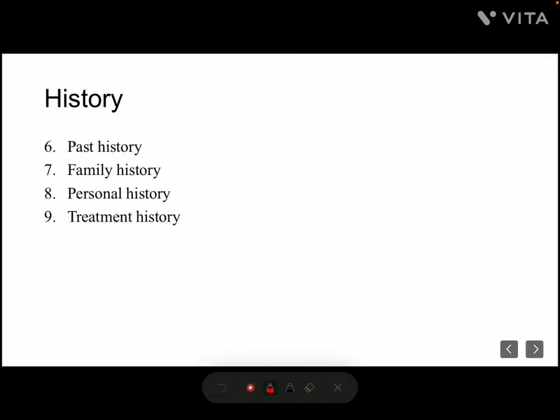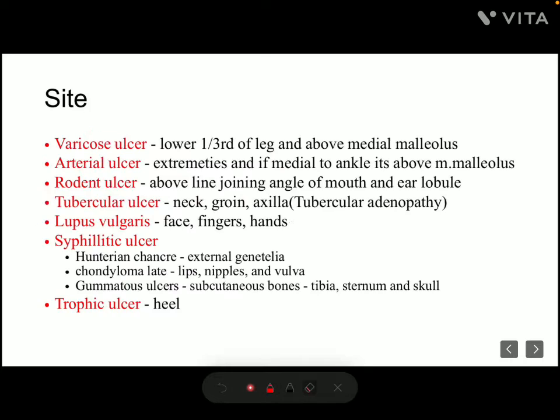Then we would like to ask the patient about the past history: past radiation exposure, past trauma, past presence of pre-malignant conditions. Then we will ask about the family history to rule out any genetic causes or family members with tuberculosis and so on, then personal history, and at last treatment history.